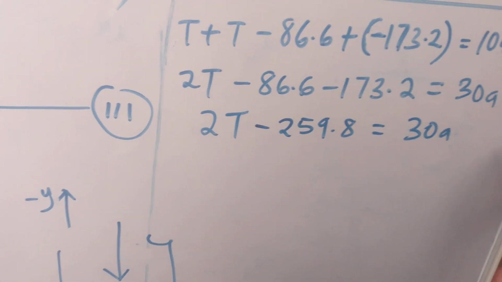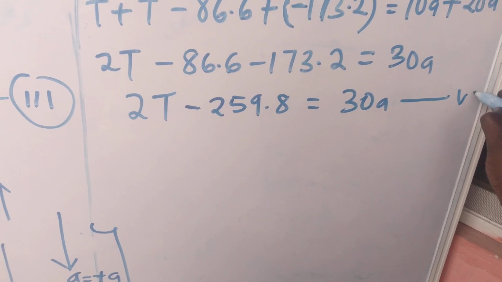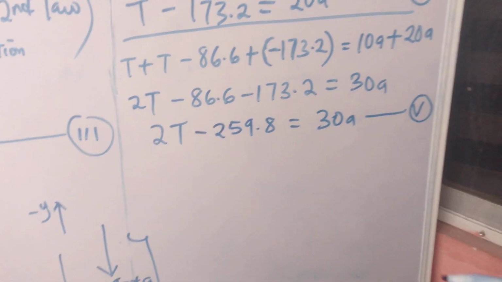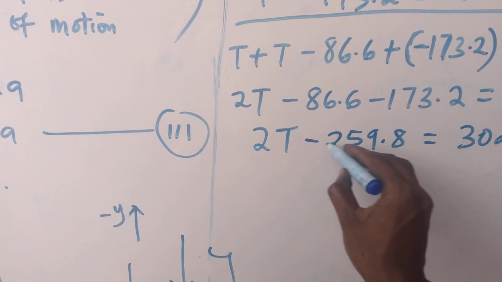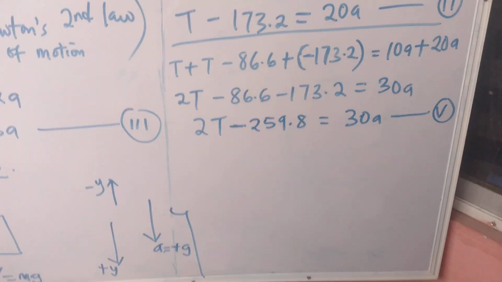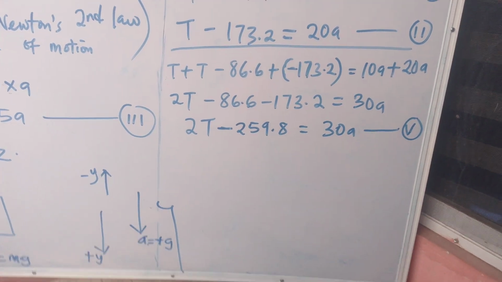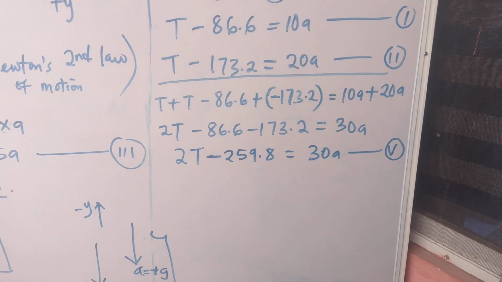This is 2T. Now I can call this equation 5. That's 2T minus 259.8 equals 30a. I can call that equation 5.